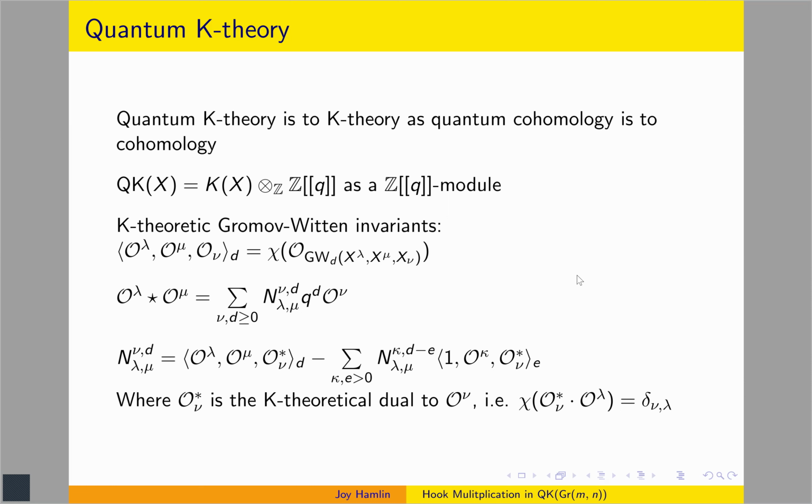If you fix lambda, mu, and nu and let d grow to infinity, this goes to 1, not 0. So we have to allow power series, not just polynomials. But we can't quite use them as the structure constants, because if we did, we would not have an associative product. So instead, we define the quantum product to involve these capital N coefficients, where in the degree 0 case, it is a K-theoretic Gromov-Witten invariant. For higher degrees, it's recursively defined in terms of the Gromov-Witten invariant and the lower N structure constants. Here we'll have O nu star to denote the K-theoretic dual of O nu. So if you multiply by O lambda in the K-theory, you get the Kronecker delta.